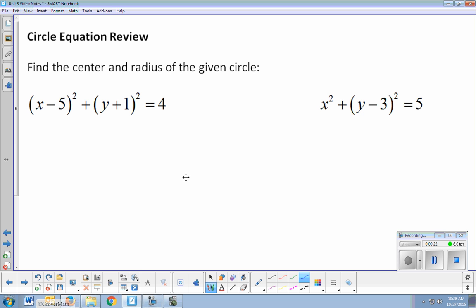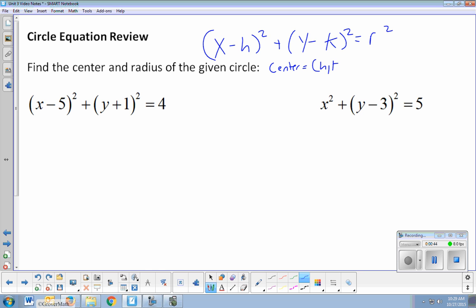Algebra 2. So the standard form for the equation of a circle is (x minus h) squared plus (y minus k) squared equals r squared. r is your radius. So the center of your circle is represented by (h, k).